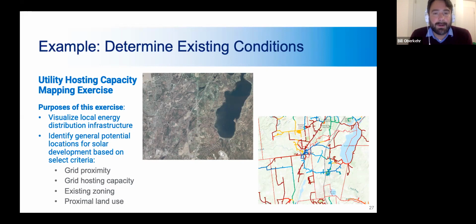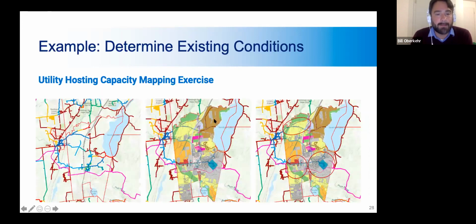So for folks who don't know, when you interconnect renewable energy projects in New York State, and the grid cannot handle the extra generation at that point of interconnection, what happens is the project developer has to bear the cost of the grid upgrades in order to interconnect that project. That can be $50,000, that can be in the millions of dollars. So that can kill a project. So that's why we're going to look at these hosting capacity maps to kind of figure out where development is likely.